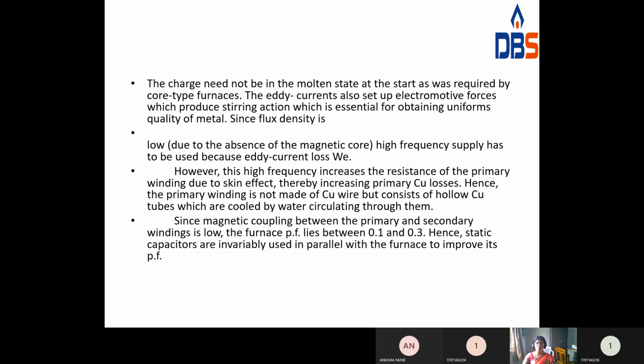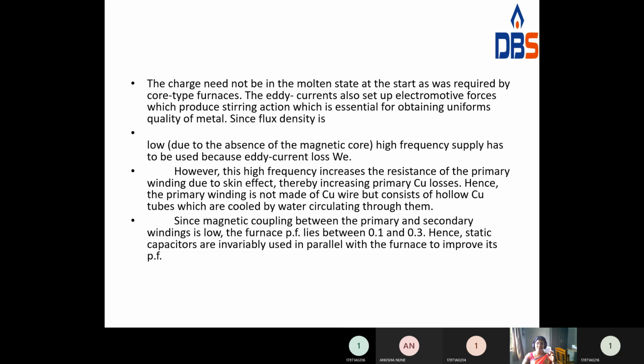The charge need not be in the molten state to start, as was required by core type furnaces. It is not compulsory here that the charge to be heated is in the molten state. The eddy currents also set up electromotive forces. Here the eddy currents are induced in the charge, and since eddy currents are rotating in nature, they produce a stirring action, which is essential for obtaining uniform quality of the metal.